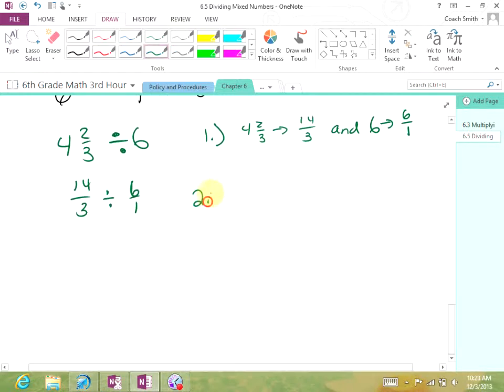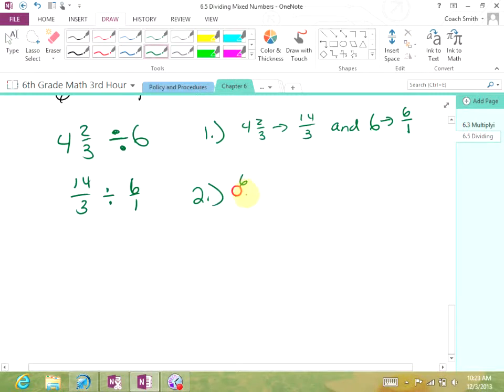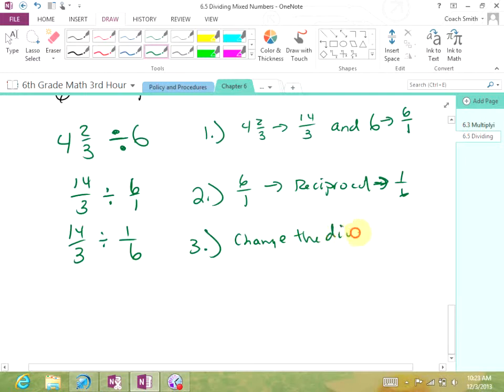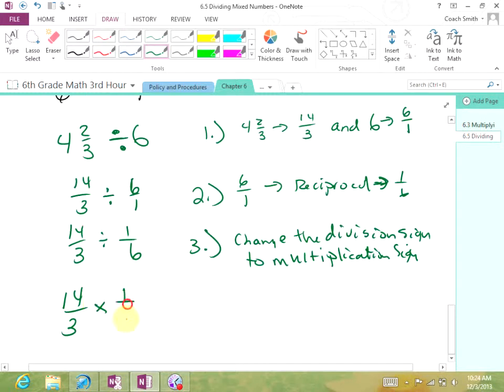Step 2 is to change 6 over 1 to the reciprocal. We already said it is what? 1 over 6. So now I have 14 over 3, division sign, 1 over 6. Step 3 is to change the division sign to a multiplication sign. Okay, so that means 14 over 3 times 1 over 6.